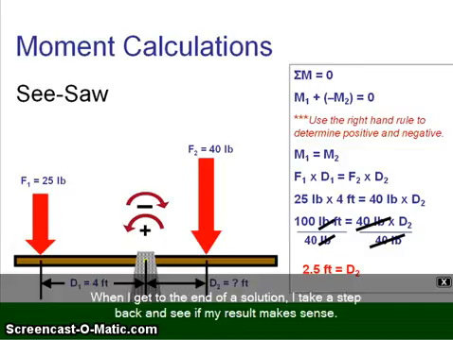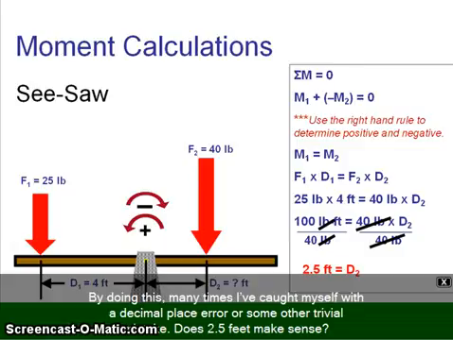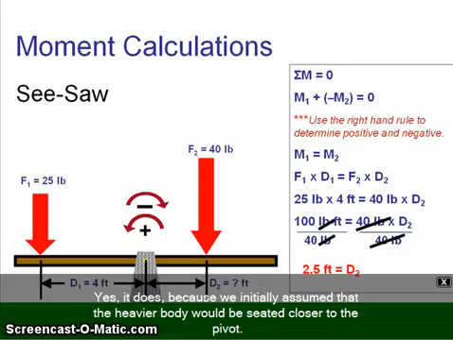When I get to the end of a solution, I take a step back and see if my results make sense. By doing this, many times I've caught myself with a decimal place error or some other trivial mistake. Does 2.5 feet make sense? Yes, it does, because we initially assumed that the heavier body would be seated closer to the pivot.